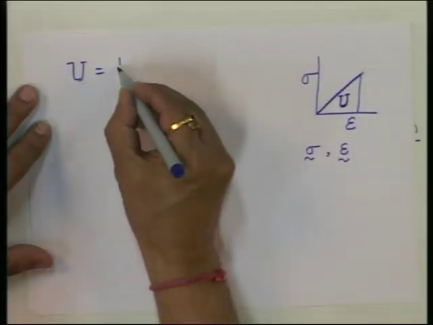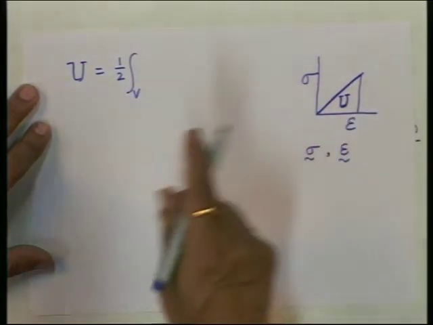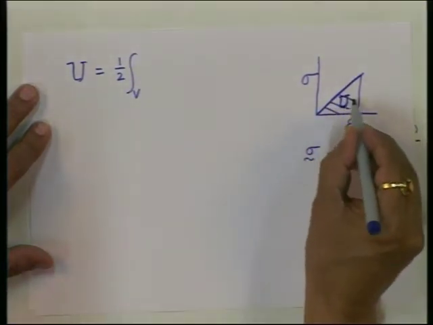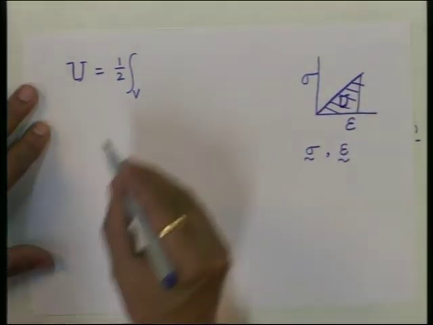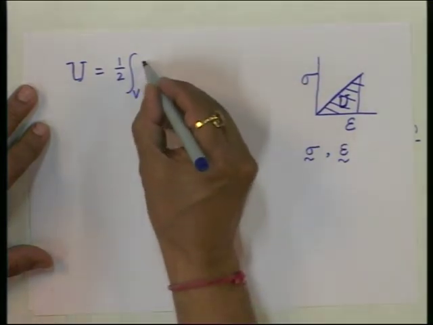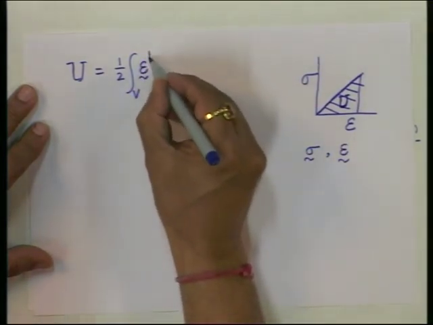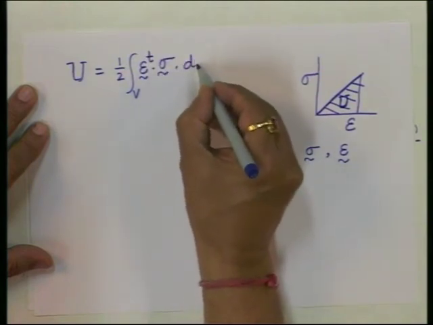Then this can be written as half integral, because this area is per unit volume, energy per unit volume. So, if you want to do this, it is per unit volume. So, I will just say here this is strain transpose into sigma into dV.